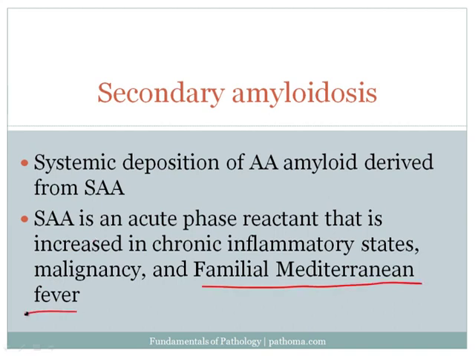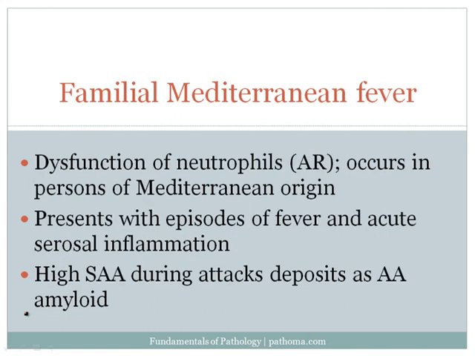Now, what is familial Mediterranean fever? Familial Mediterranean fever is actually a dysfunction of the neutrophils. It is a familial genetically derived dysfunction, which is autosomal recessive, and it occurs in persons of Mediterranean origin. Now, what's the key consequence? Well, the neutrophils are not functioning properly, and they can become activated and create an attack of acute inflammation. That attack is not really driven by infection, but instead by this dysfunction of the neutrophils, and it classically presents with fever, which is what you would expect with inflammation.